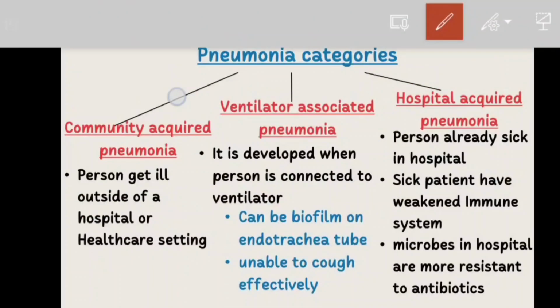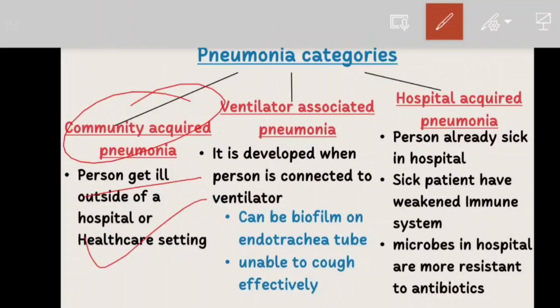Okay. Now we will see the categories of pneumonia. The first one is community acquired pneumonia. Here the person gets ill outside of a hospital or healthcare setting. That means the infection develops in everyday life. For example, a college student develops fever, cough and chest pain while staying at home. He visits a doctor and is diagnosed with pneumonia. This is called community acquired pneumonia.